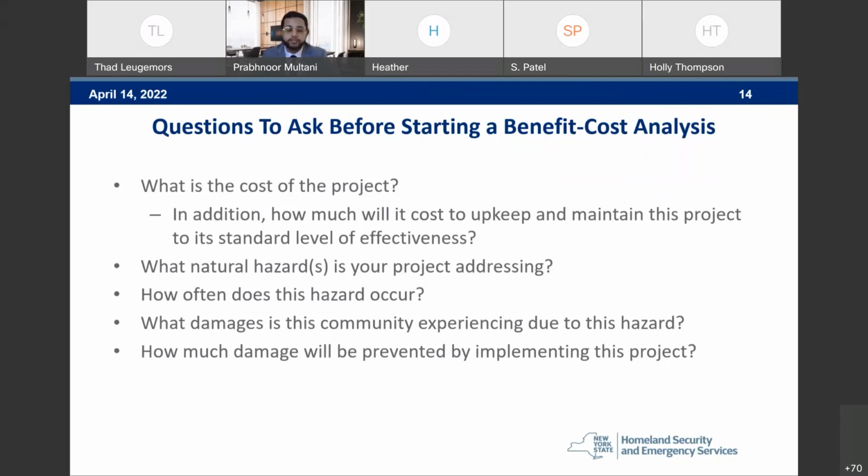Questions to ask before starting a benefit cost analysis. What is the cost of the project? In addition to that, how much will it cost to upkeep and maintain this project to its standard level of effectiveness? What natural hazards is your project addressing? Is it riverine flooding? Is it coastal flooding? Is it hurricane winds, wildfires? And how often does this hazard occur? What damages is this community experiencing due to this hazard? And how much damage can be prevented by implementing this project? Next slide, please.